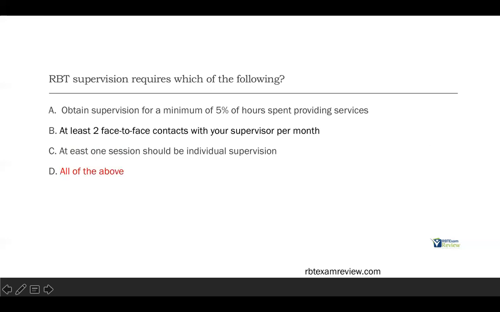Okay. So we've done two general RBT questions, right? What do you need to know as an RBT? It's your responsibility to get supervision and to renew your certificate. Okay. Those are things you need to be aware of and you need to know how to do.